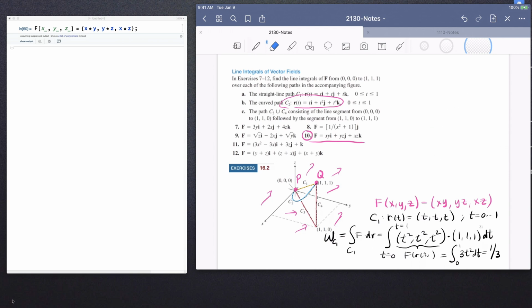and we're wondering if this value is going to be the same as the work along the path C1. Okay, so because the curve C2 was given to us in parametric form as t, t squared, t to the fourth, we know that r prime of t is 1, 2t, 4t cubed.